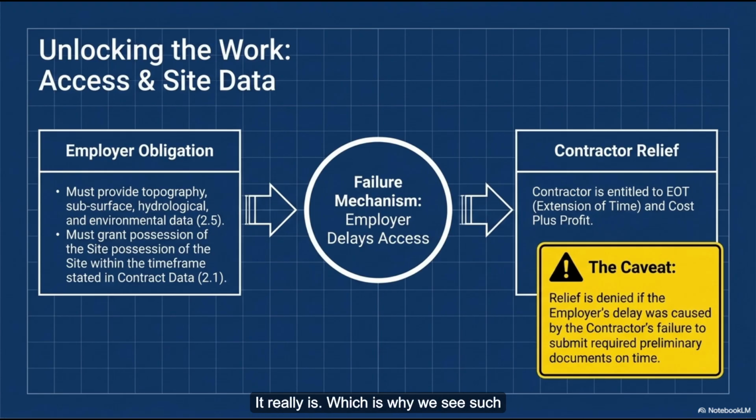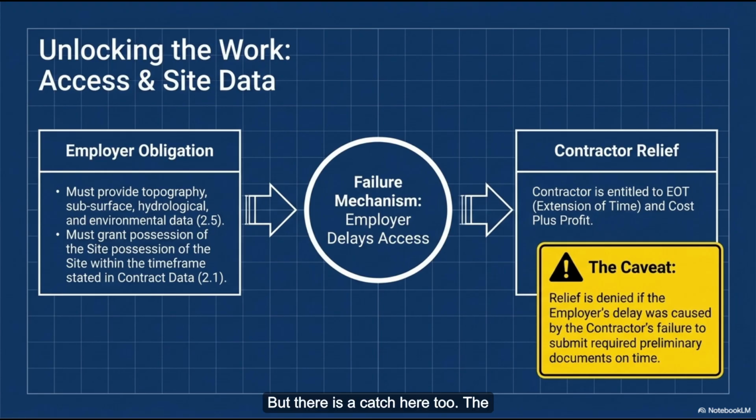It really is. Which is why we see such intense obligations placed on the employer in Clause 2. We spent a lot of time on how the contractor's risk is managed, but Clause 2 outlines the employer's burden. Because the employer cannot just sit back in a leather chair and write checks. They have aggressive affirmative duties. Very aggressive. The most immediate one being site access. Clause 2.1 mandates the employer must give the contractor right of access to and possession of the site. Obviously, you can't build the dam if the employer hasn't cleared the land or secured the property rights.